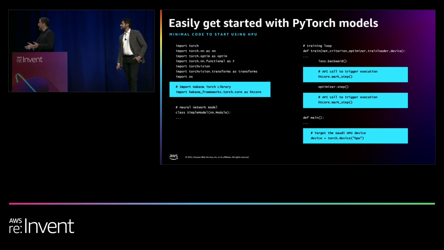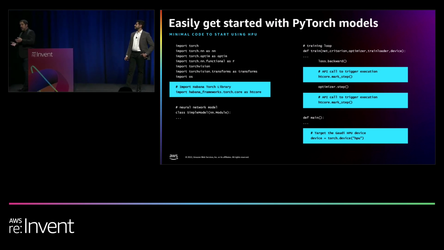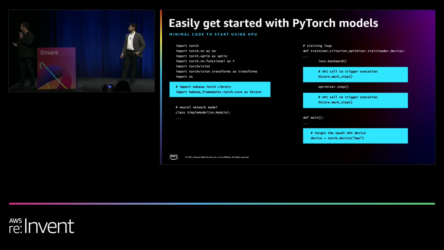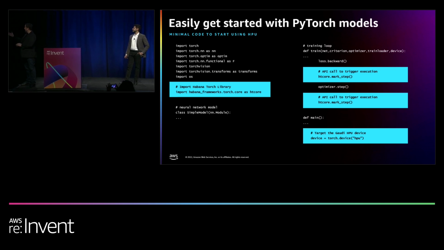So again, to summarize, when you work with PyTorch, it's 4 things. It's importing the Habana PyTorch library, it's setting the device to HPU, and including those 2 mark step commands at the end of the backward pass and the optimizer run.